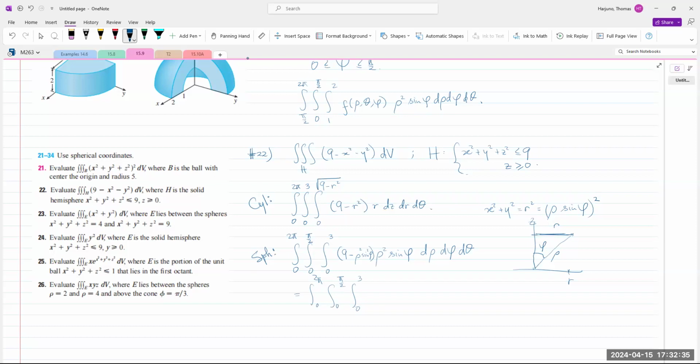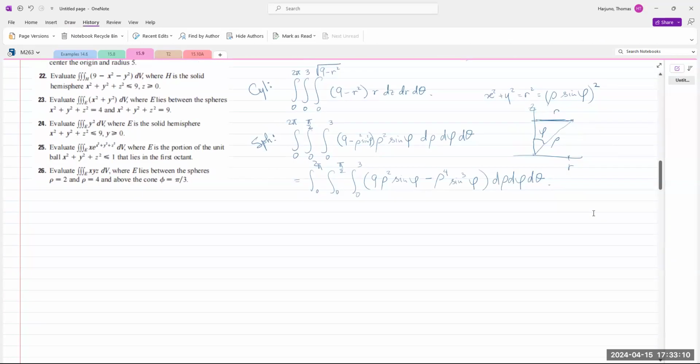So we have 9 rho squared sine phi minus rho to the 4 sine cubed phi d rho d phi d theta. Again, like what I said earlier, I think it's easier to compute using cylindrical. But let's just do this one then. I need to integrate with respect to rho. Oh, it's independent of theta, huh? So I will have 2 pi times the integral from 0 to pi over 2.